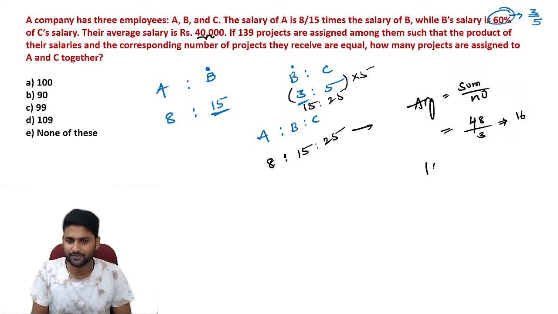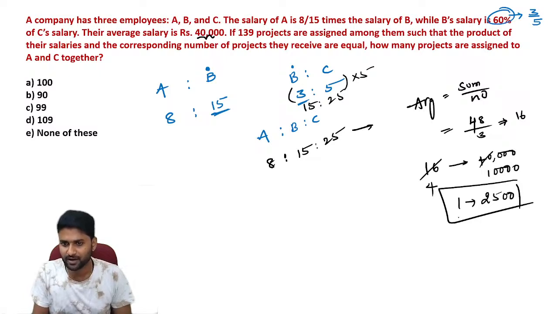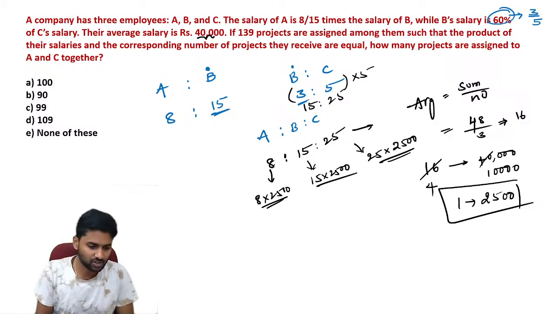Now compare this value. If 16 units is equal to 40,000, what about each unit now? See, 4 fours are 16, 4 10,000. Now each unit is exactly equal to 2,500. See, what about the amount of A? 8 into 2,500. But this is not our question, guys. That's why we are not multiplying it. If you want B's amount, 15 into 2,500. If you want C's amount, 25 into 2,500. But this is not our question.